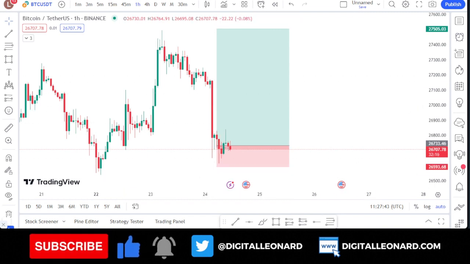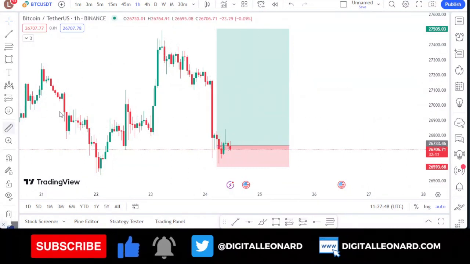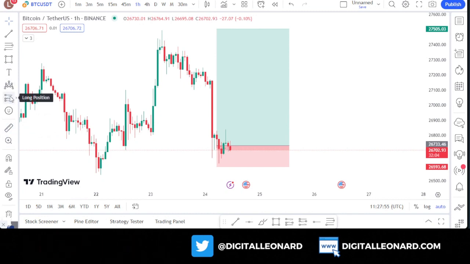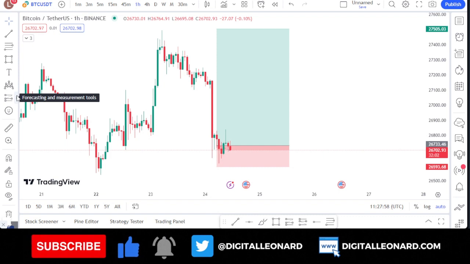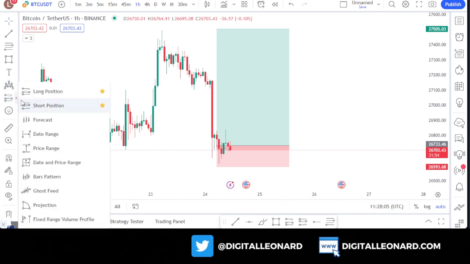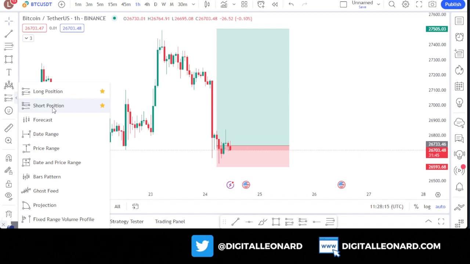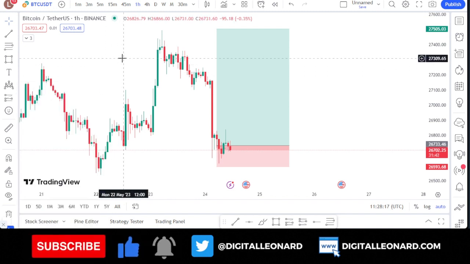Both on the exchange you are using, on BYBIT, and on TradingView, there is a tool called the long position tool. If I scroll down, we looked at the TradingView overview, and I mentioned all of this in that class with you. Under the prediction and measurement tools, we have the long position tool and the short position tool.